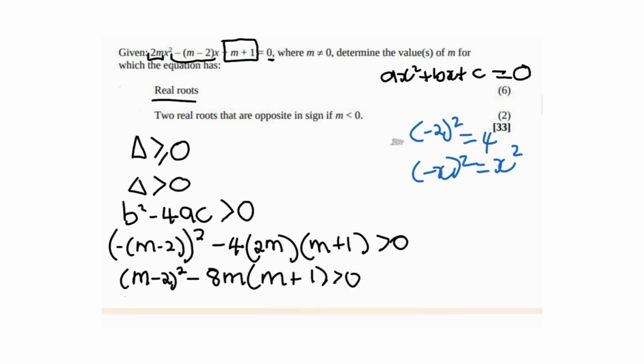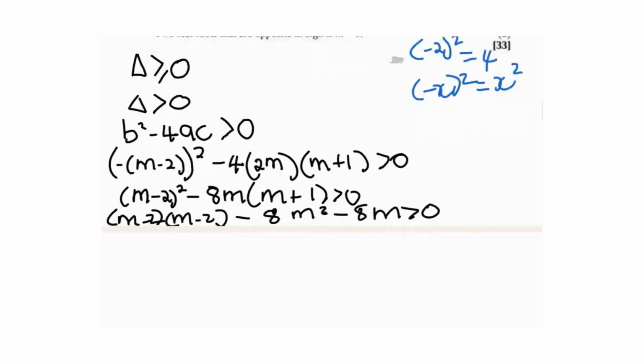It's greater than 0. And that I'm going to FOIL out. So I have (m minus 2)(m minus 2). Then also the 8 times m is going to be 8m squared, and the negative 8m times 1 is going to be negative 8m. It's greater than 0. (m minus 2) squared foiled out is going to be m squared minus 4m plus 4, negative 8m squared, negative 8m. It's greater than 0.